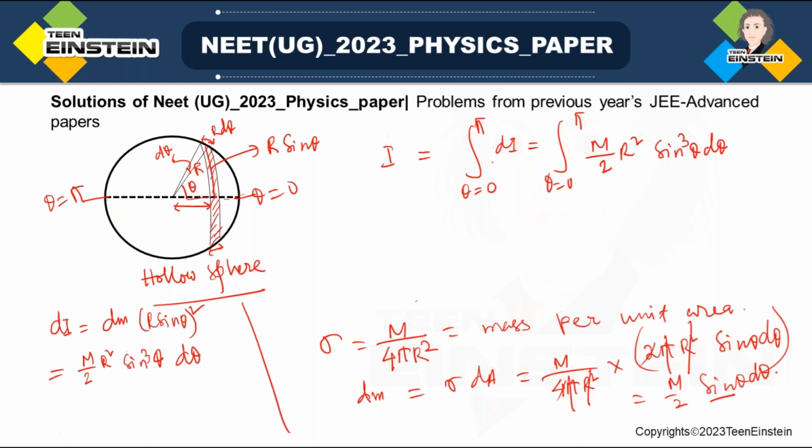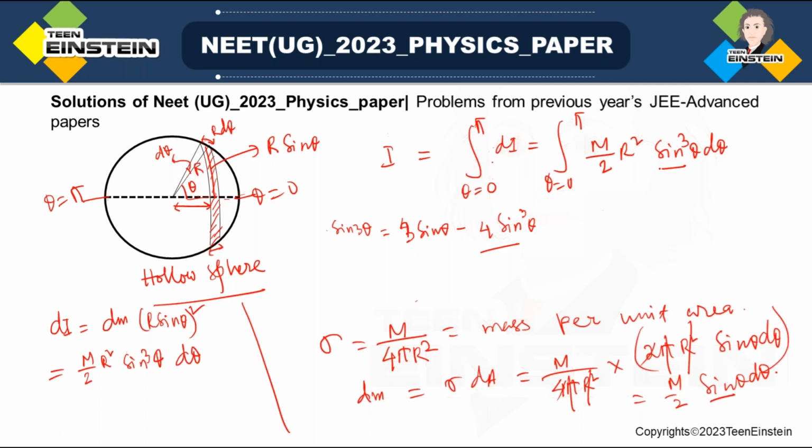So it is not very tough to do. What we can do, we can either remember this formula: sine 3 theta is equal to 3 sine theta minus 4 sine cube theta. So this formula we can remember.